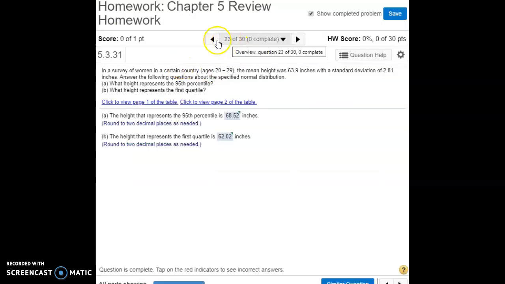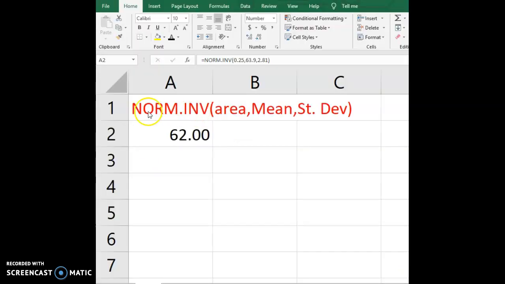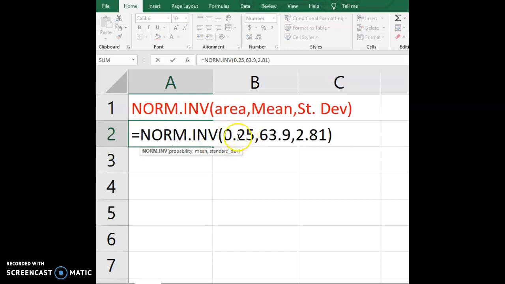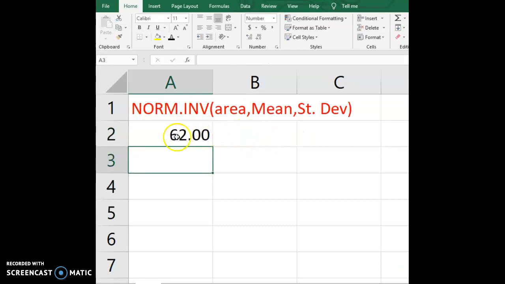The second part of the question is about finding the value that represents the first quartile, and the first quartile would be the 25%. So using that same formula in Excel, we want to enter in 0.25 to find the value that represents 25% of the data to its left, the first quartile.